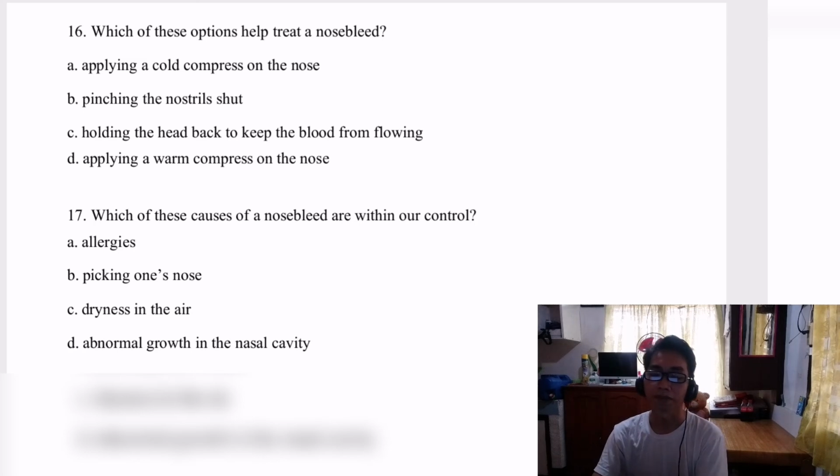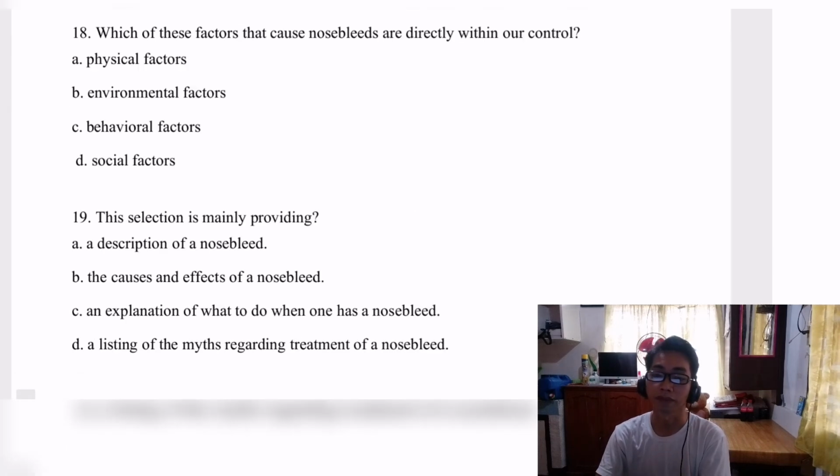Number 17. Which of these causes of a nosebleed are within our control? A. Allergies. B. Picking one's nose. C. Dryness in the air. And letter D. Abnormal growth in the nasal cavity. Number 18. Which of these factors that cause nosebleeds are directly within our control? A. Physical factors. B. Environmental factors. C. Behavioral factors. And letter D. Social factors.